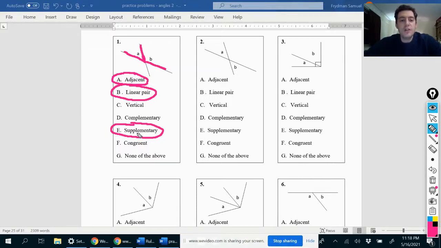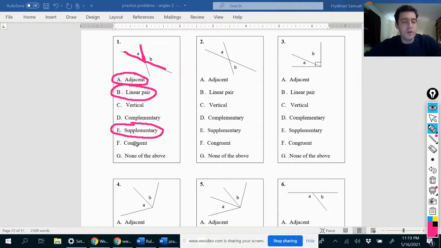How do we know that they add up to 180 degrees? Because they are a linear pair. Any angles which are a linear pair, which form a straight line together, must be supplementary because a straight angle is 180 degrees. Okay? So they are supplementary.